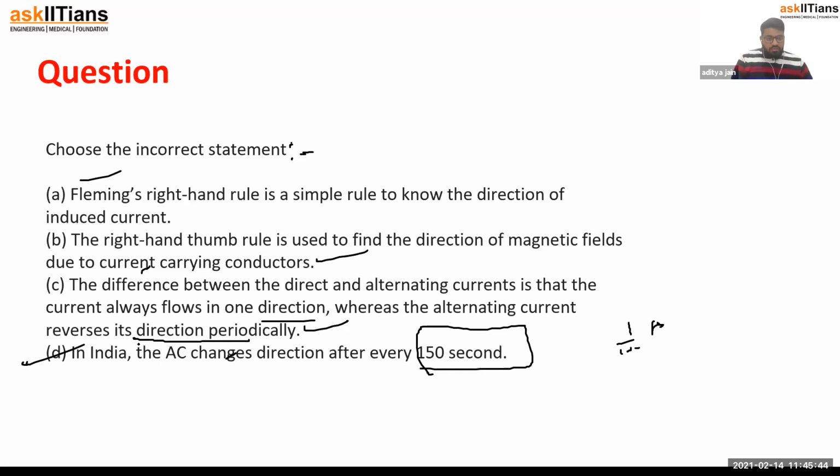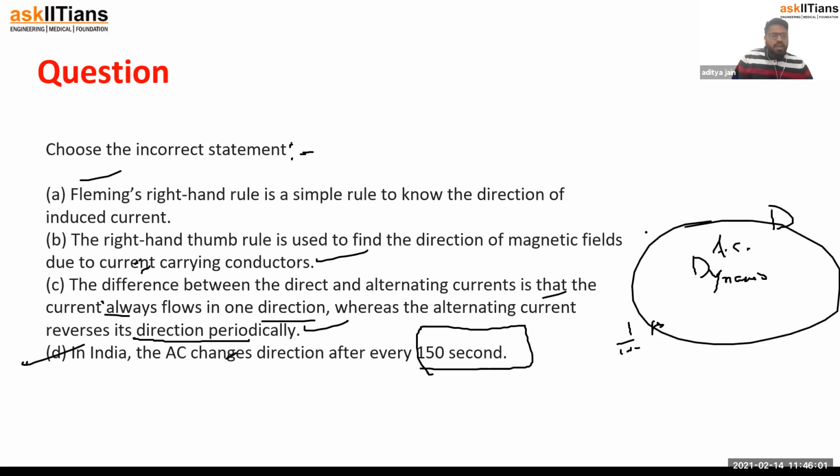So I hope the concepts you have learned today are clear: Fleming's right hand rule, electric motor and electric generator. Electric generator is also known as dynamo, D-Y-N-A-M-O, or you can say AC dynamo. So I hope all the concepts are clear.